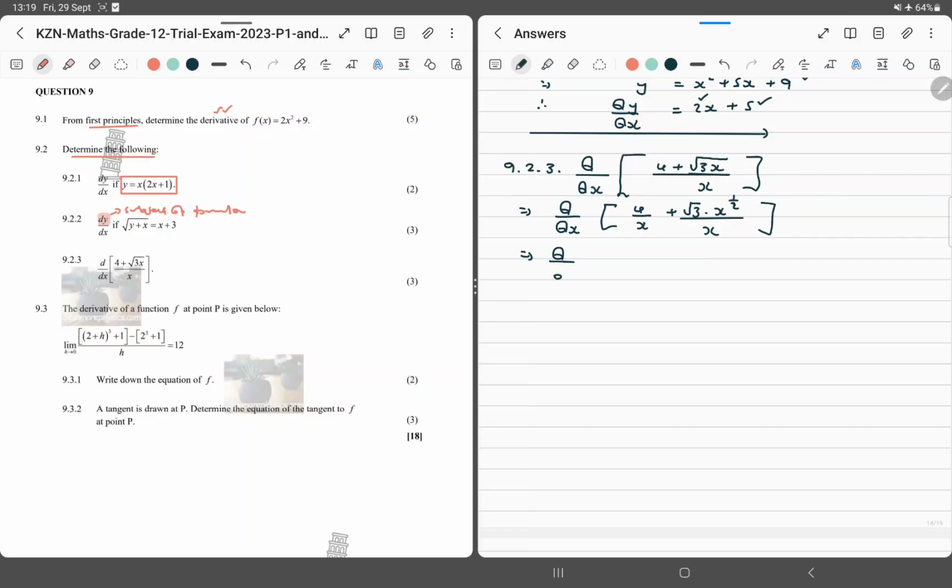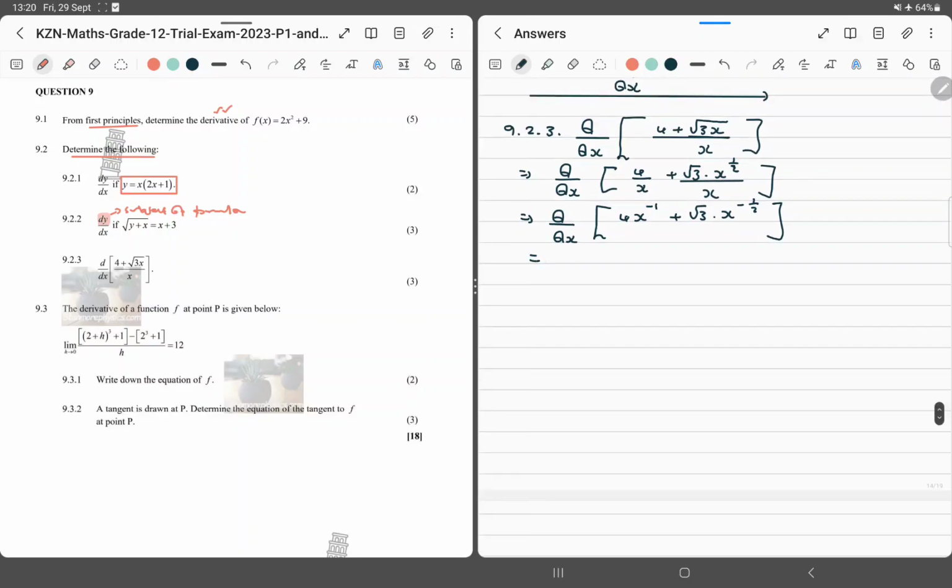Now we're not ready yet to differentiate with respect to x, because x must not be in the denominator. So this is 4 times x to the exponent minus 1 plus, now this is going to be the square root of 3 times x to the exponent minus a half, right? How do I know this? This is x to the 1. When you take it up, it's going to be x to the minus 1. So a half minus 1 is minus a half. Now we can differentiate. We can say this is equal to, now when we differentiate here, it's going to be minus 4x to the minus 2. This one is going to be minus the square root of 3 over 2 times x to the exponent minus. So here we're going to subtract 1. This is going to be minus 3 over 2.